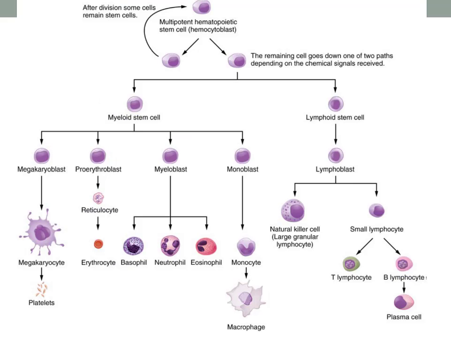And you can see from this chart that we've seen many times throughout the class, on the left side of the screen, you have the lymphoblast that differentiates into natural killer cells and small lymphocytes. And those small lymphocytes then differentiate into the T lymphocyte and B lymphocyte. And then the B lymphocytes can also differentiate into plasma cells, as we just referred to.